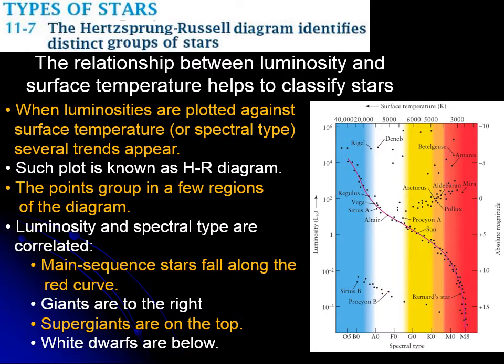Well, this diagram is now famous and is known as the H-R diagram, and it allows us to understand the evolution of stars during their lifetime. And this long sequence here is known as the main sequence. These turn out to be giant stars. These are supergiants, and down here are the white dwarfs.